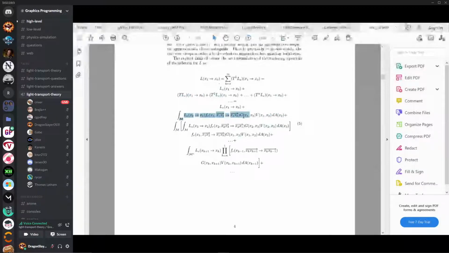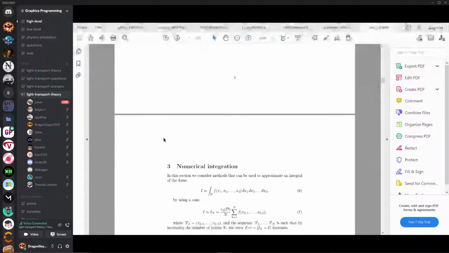So that's a single integral of the surfaces. That's a double integral. Then you have an n times integral, etc. So you get a sum of increasingly dimensional integrals, and we will see how to numerically estimate each of those separately. So this one, then this one, etc.